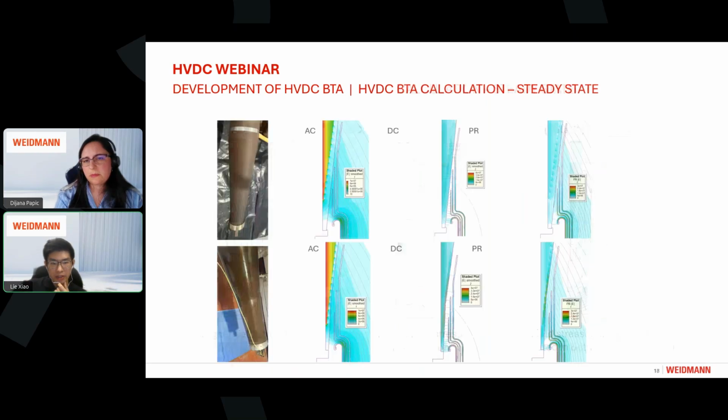Here we have another example, to compare two different types of DC bushing fitted into the same bushing test arrangement, operating under AC, DC, and polarity reverse status. It can be seen that the equipotential line distribution is different under different circumstances. Next page, please.